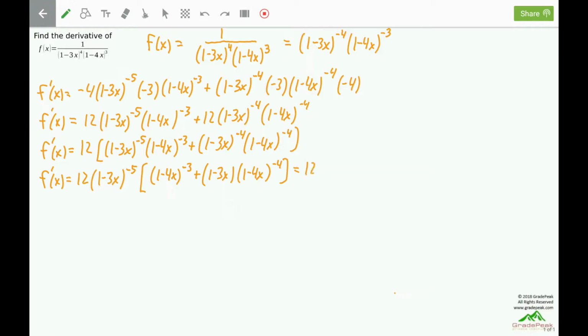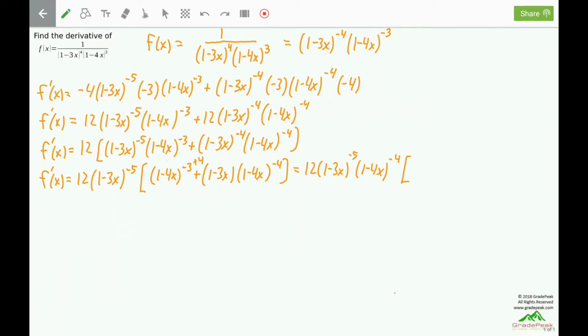Now in the next step, we're going to be able to factor out a power of 1 minus 4x. And we can factor out the lowest power found in the terms. Now if you look in the terms, we have a negative 3 power in the first term and a negative 4 power in the second term. The lower is the negative 4. That's more negative. Again, we're subtracting a negative 4 because we're dividing it out. We're subtracting a negative 4, which is equivalent to adding a 4.